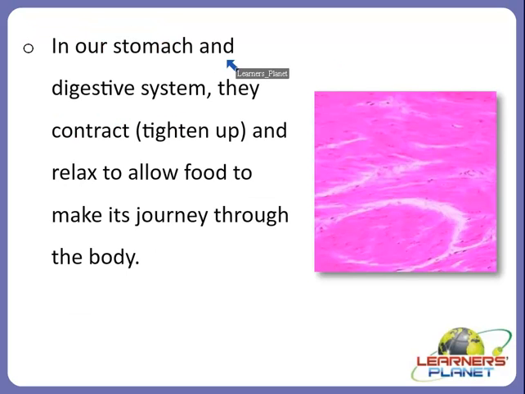As in case they are present in our stomach and digestive system, they contract, that means they tighten up, and they relax to allow the food to make its journey possible through the body. So you can just see in the picture, this is a picture of smooth muscles, right? So always remember that our brain and body tell these muscles what to do without even thinking about it, right?